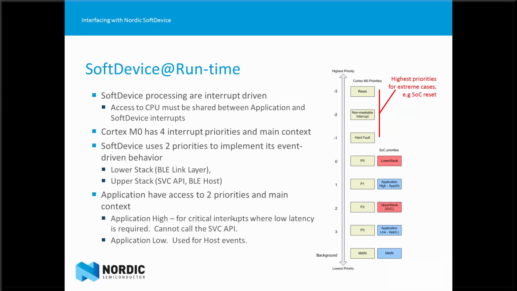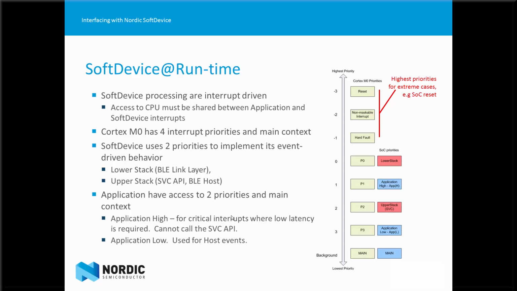So, SoftDevice at runtime. The SoftDevice processing is interrupt driven, and access to the CPU must be shared between the application and the SoftDevice interrupts. The Cortex M0 has 4 interrupt priorities and the main context. SoftDevice uses 2 priorities to implement its behavior. You have lower stack and upper stack.